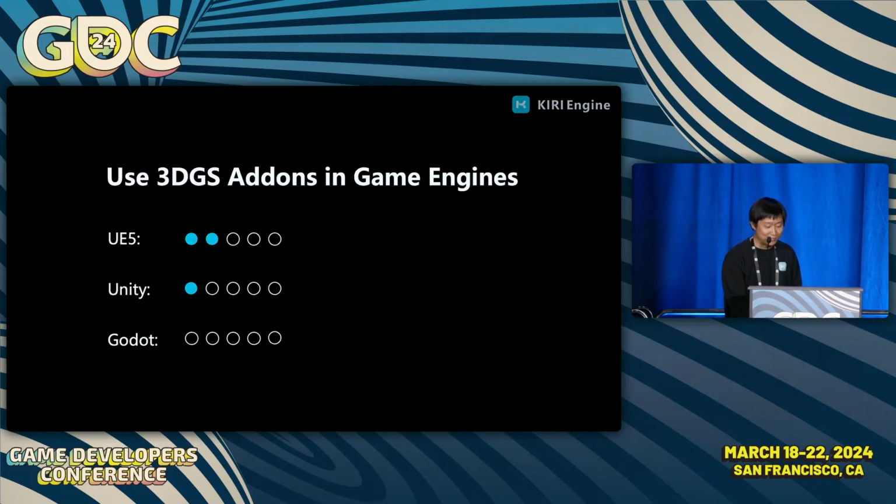Okay, now let's jump to the topic: how to use 3D Gaussian splatting in game engines, and I should disclose that we use add-ons.